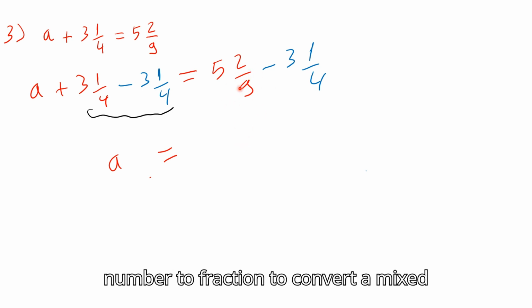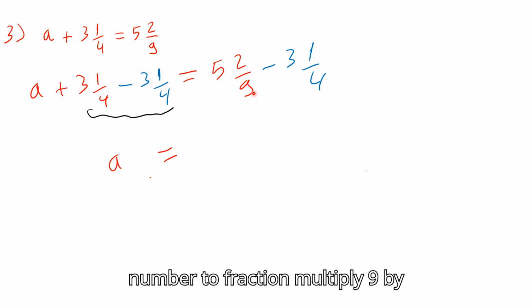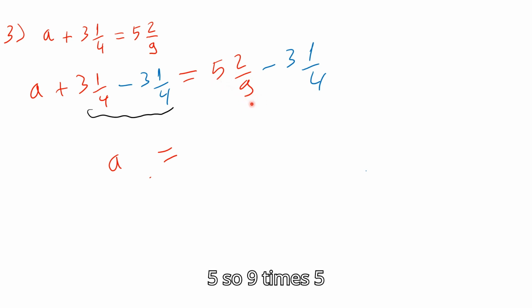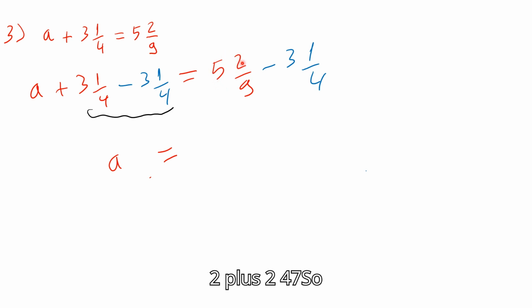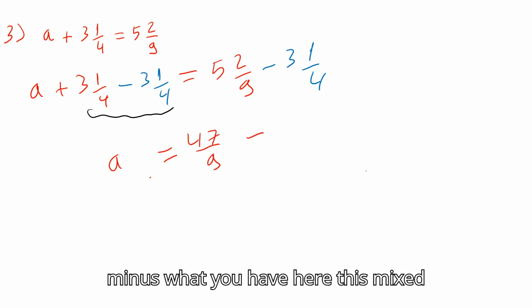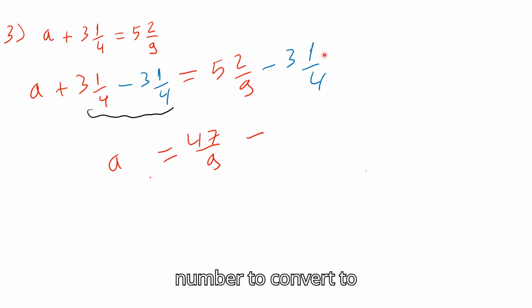To convert the mixed number to a fraction, multiply 9 by 5. So 9 times 5 is 45, plus this number we have here, 2. So plus 2, 47. So we get 47 over 9, minus what we have here, this mixed number.